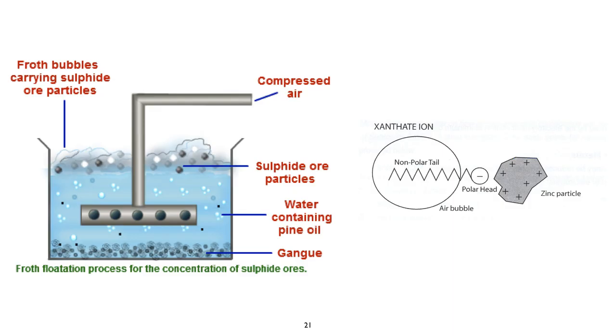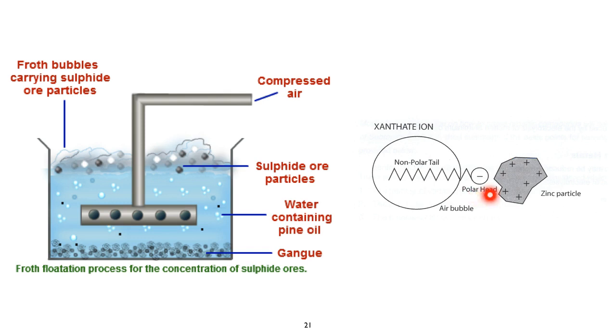So here's a diagram of froth flotation. It was the best one that I can find. Just note the little typo there. Here is a diagram just showing you how the xanthate helps to bridge two things together. We have air bubbles, which we essentially can think of as consisting of non-polar gases.